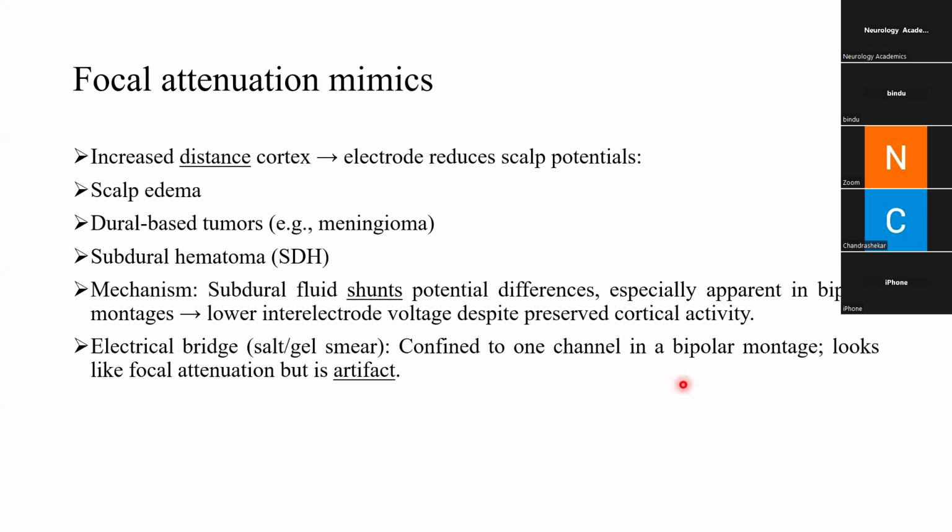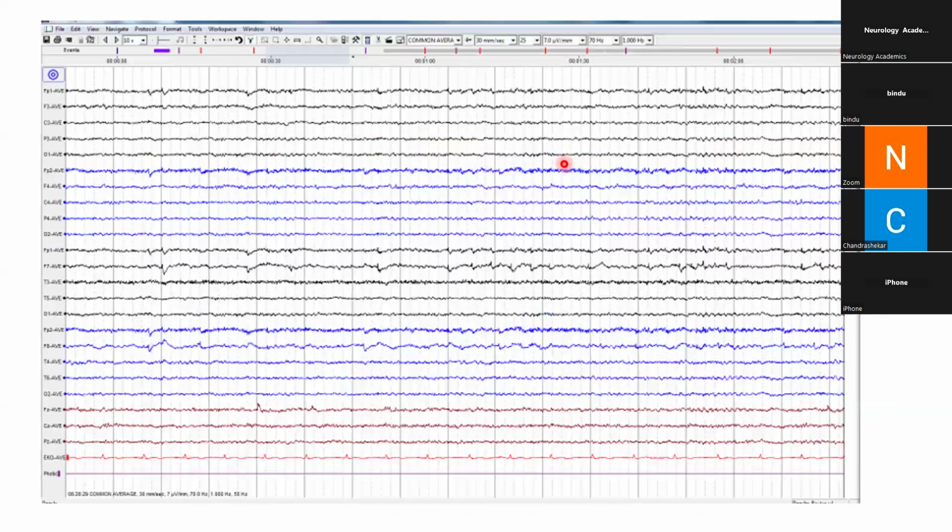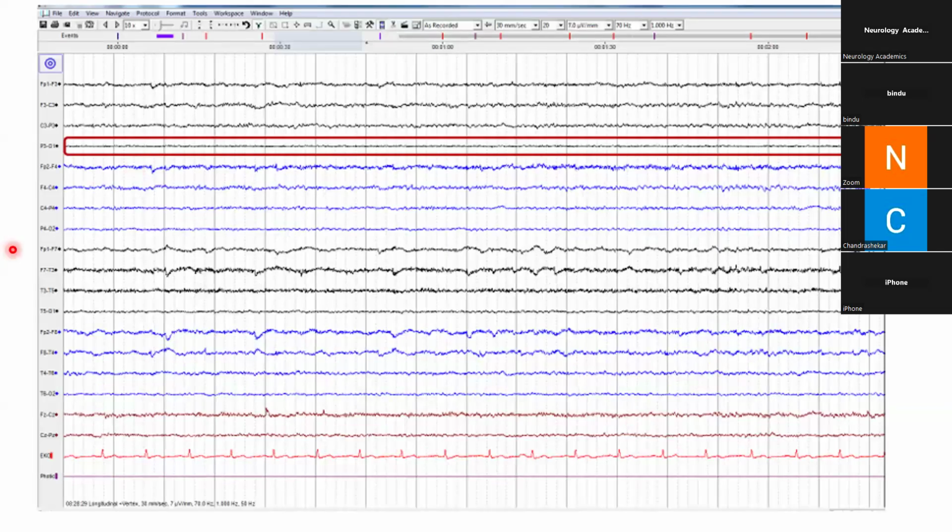It looks like a focal attenuation, but this is an artifact. Here we can see suppression only in the P3O1 channel, whereas in the common average reference it is not seen. This is an attenuation confined to P3O1, and maybe you can pass it off as normal, because if you compare with P4O2, it is not very different.